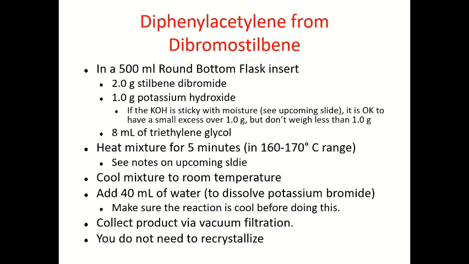Here is the procedure for our session. In a 500 milliliter round bottom flask, insert 2 grams of stilbene dibromide and 1 gram of potassium hydroxide. Make sure that if the potassium hydroxide is sticky with moisture, it is okay to have a small excess over 1 gram, but do not weigh less than 1 gram. Also, you need to add 8 milliliters of ethylene glycol.